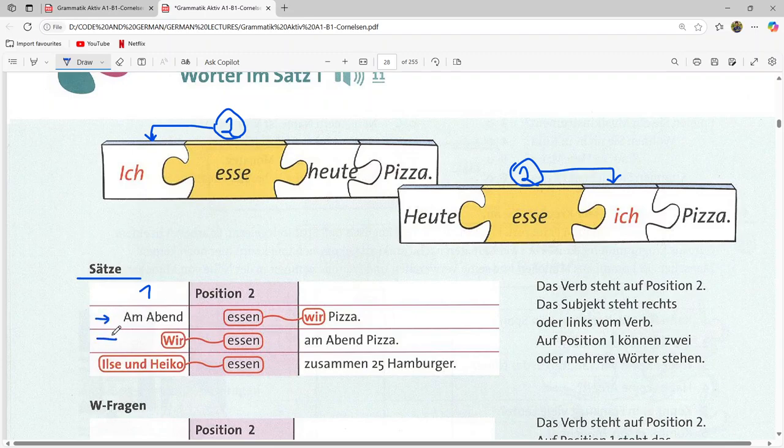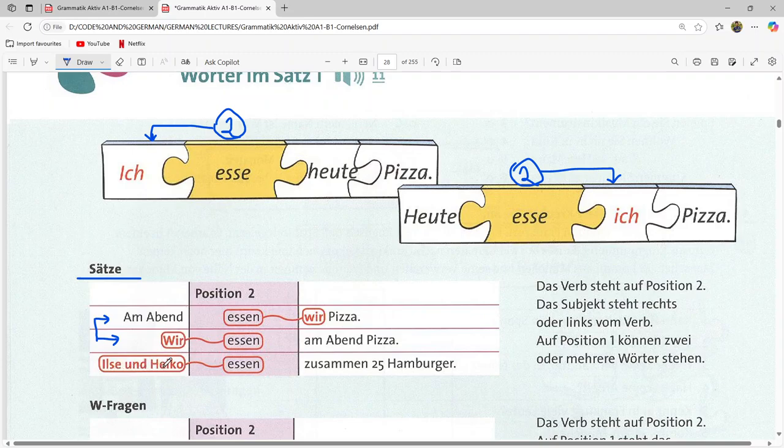Another way of forming a sentence is to move the subject to the very first position, on the left of the verb, and then prepare the sentence. Wir essen am Abend Pizza. These two sentences are the same. We just moved the subject, one time to the right side and one time to the left side. But whatever happens, the verb is in position 2.